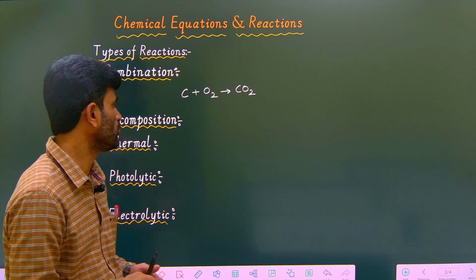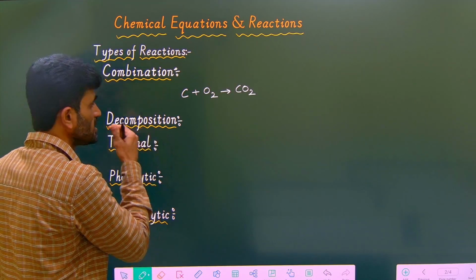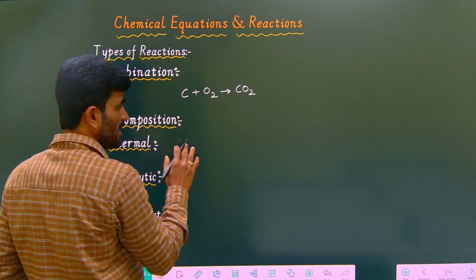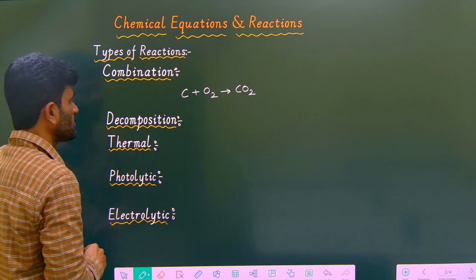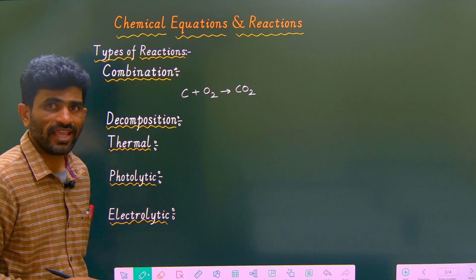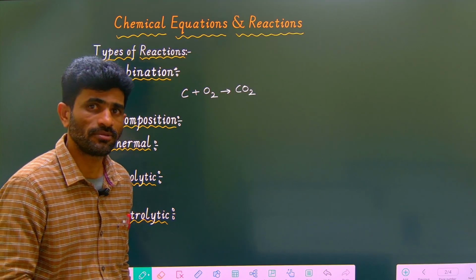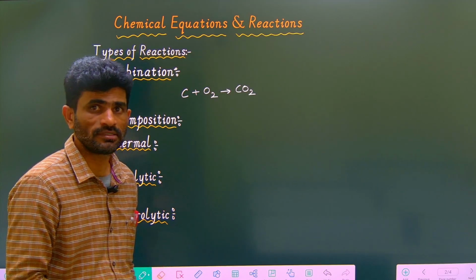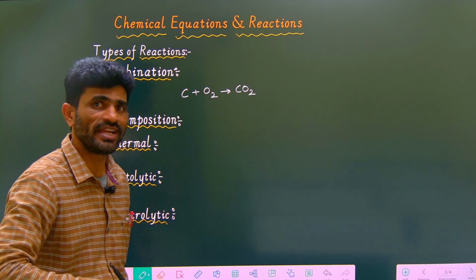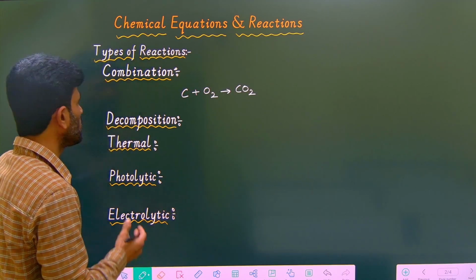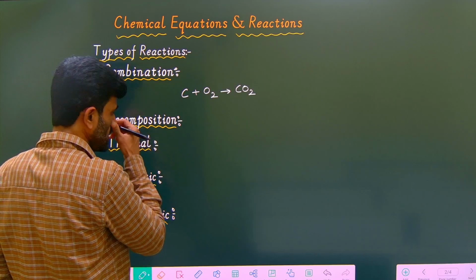We classify which type of reaction it is. So what is decomposition? Single reactant, many products. You keep that in mind. Now let us discuss thermal decomposition. If you use heat energy to decompose the substance, then the reaction will be called thermal decomposition.